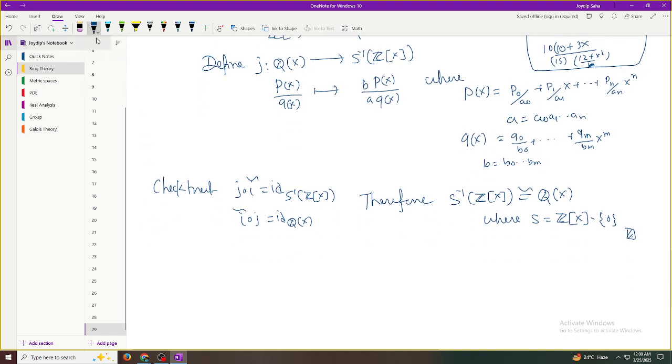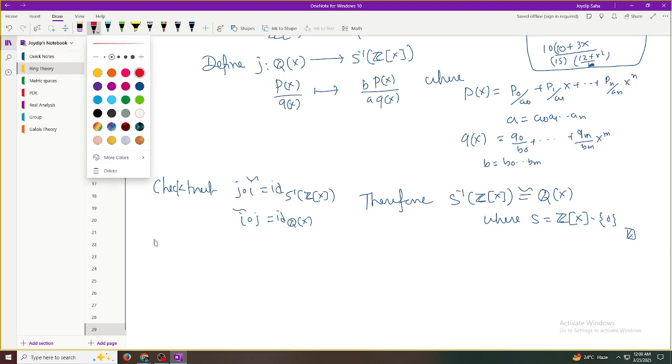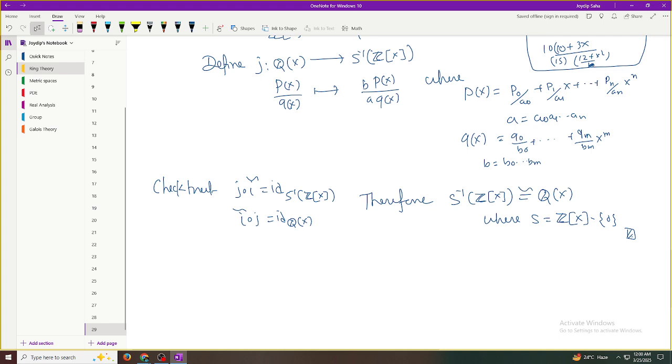Now I am asking just the last question. Using localization, can you tell me, show that k[x,y] quotiented by xy minus 1 is isomorphic to k[x, 1/x].